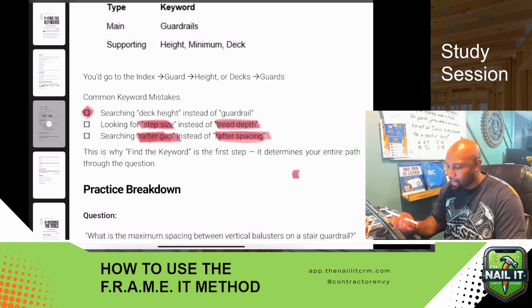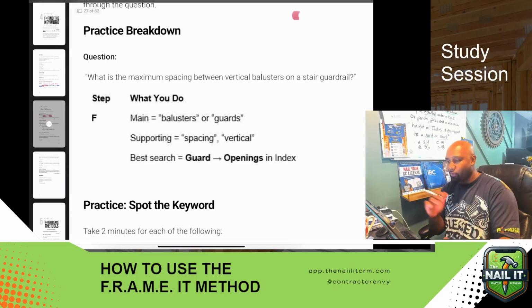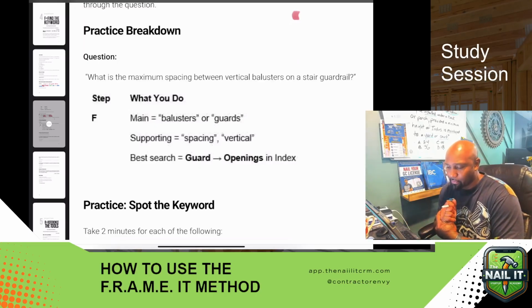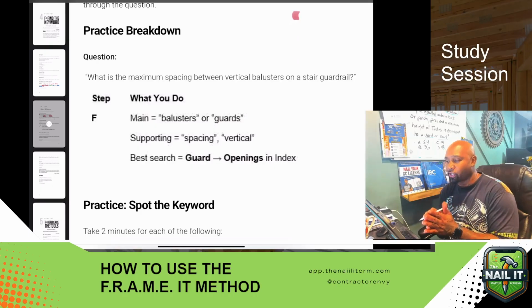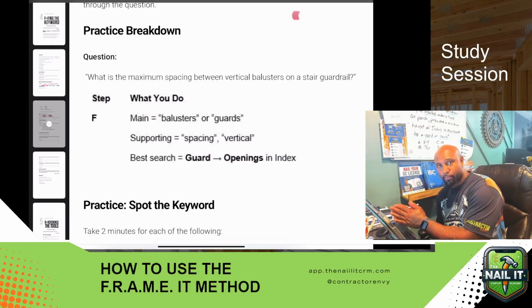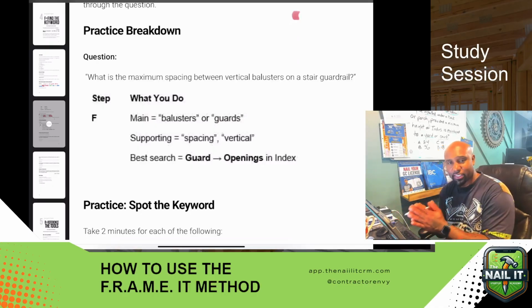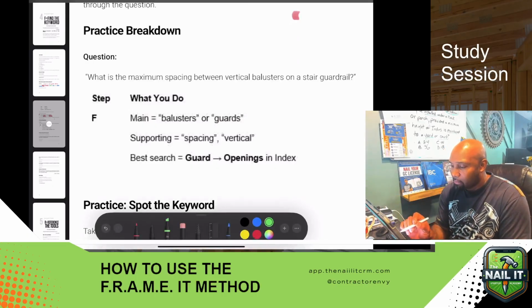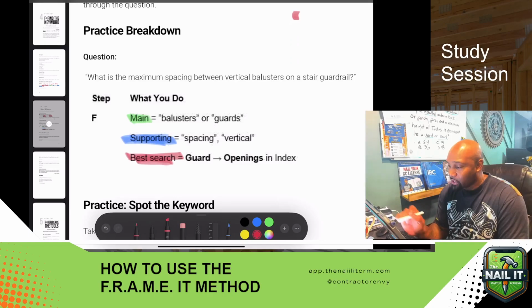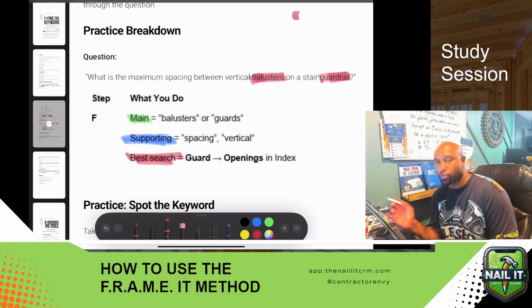Okay? Everybody with me on that? So here's a question that we were just talking about. Another practice breakdown. It says, what is the maximum spacing between vertical balusters on a stair guardrail? No different, they're just giving us the steps here. What you do, you're going to look up your main, supporting, and then best search. So our main is going to be balusters, not vertical balusters, and then guardrail, not stair guardrails, guardrail.